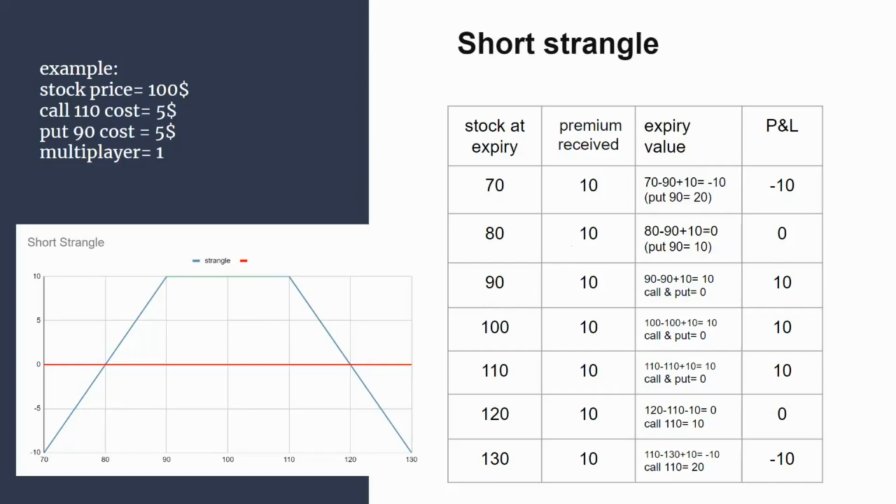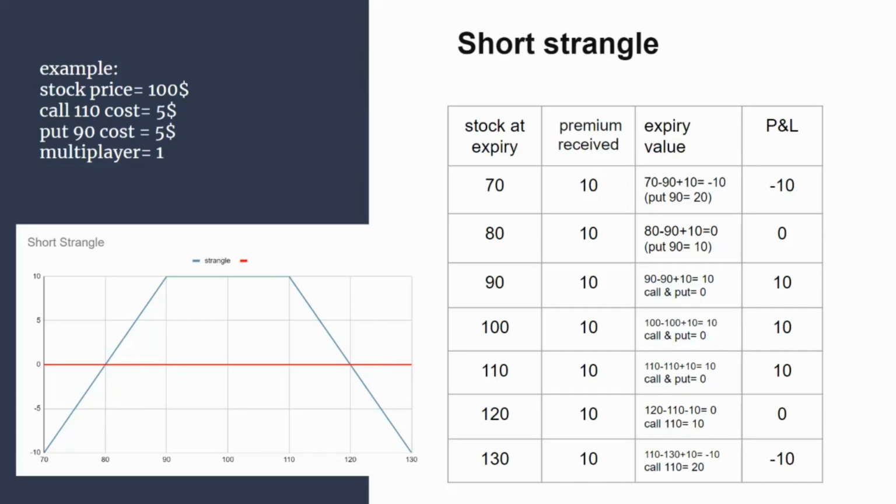That means it's almost 10%, 10% in each direction, up or down. Between 90 and 110, we're getting the maximum profit. Whatever we've sold, we've earned. If it expires at 100, we got the $10 premium, and we're all good, because put 90 has expired worthless, and call 110 also expired worthless.